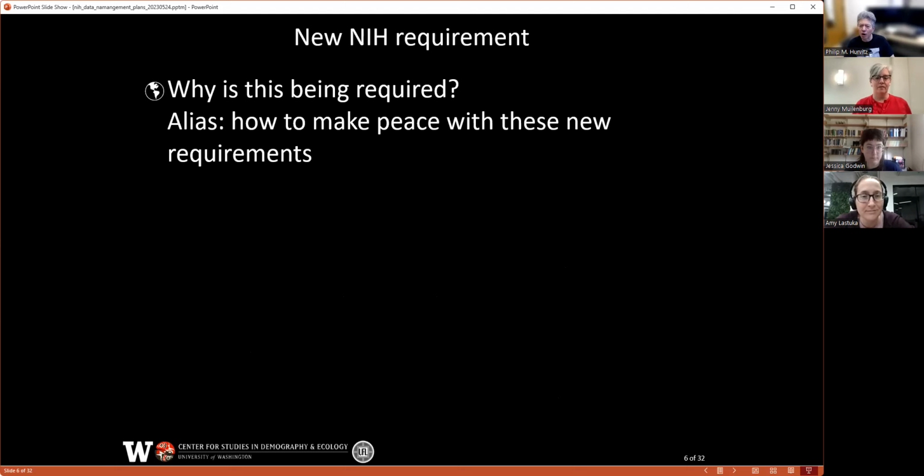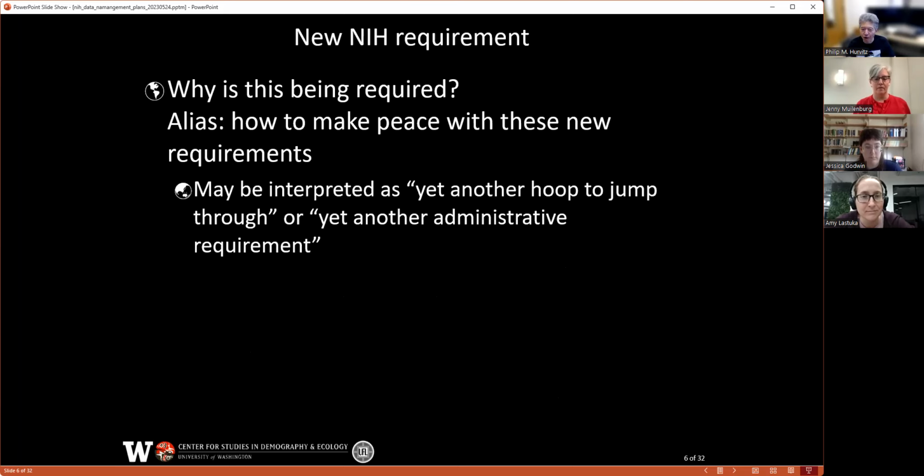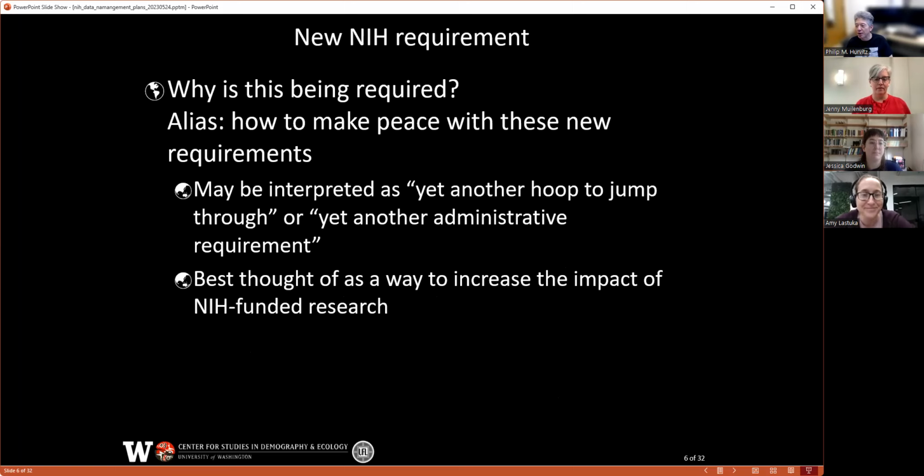Why is this being required? Also, how to make peace with these new requirements. So one way of thinking about this, which I would encourage you not to think about it, is just another hoop to jump through or another administrative requirement. Although I'm not going to say that's not the case, that's not the intention. The best way to think about it is that it's a way to increase the impact of NIH-funded research.